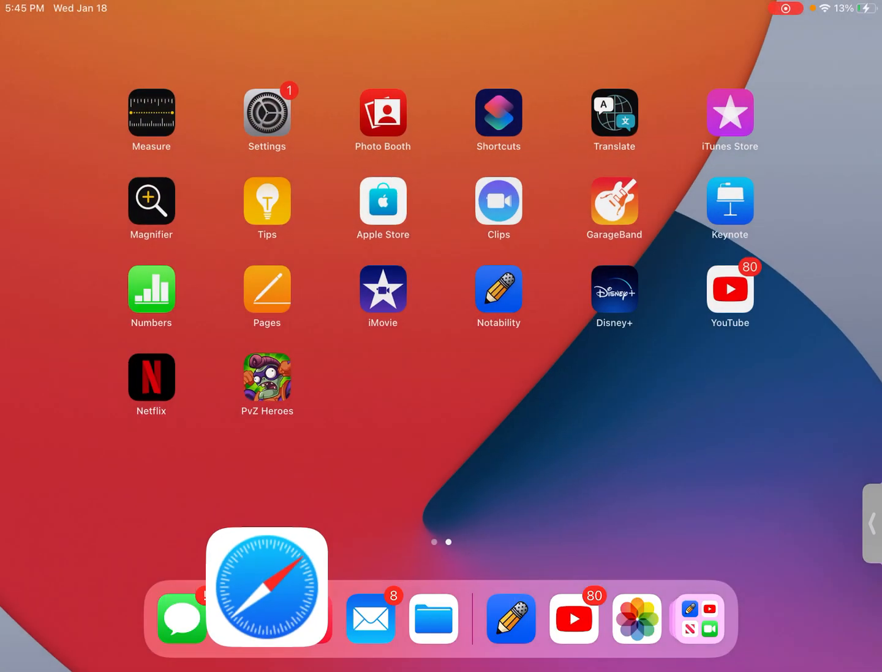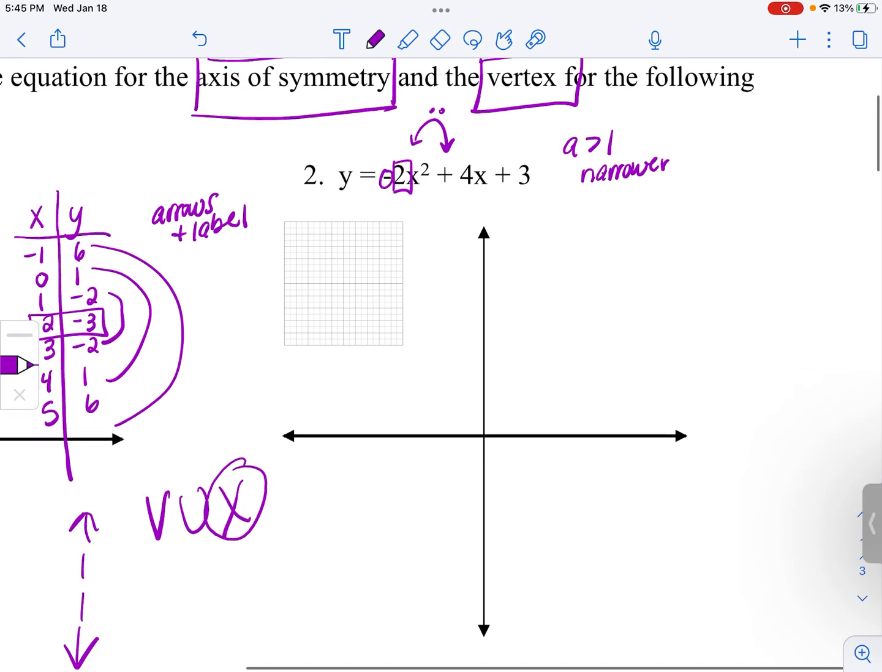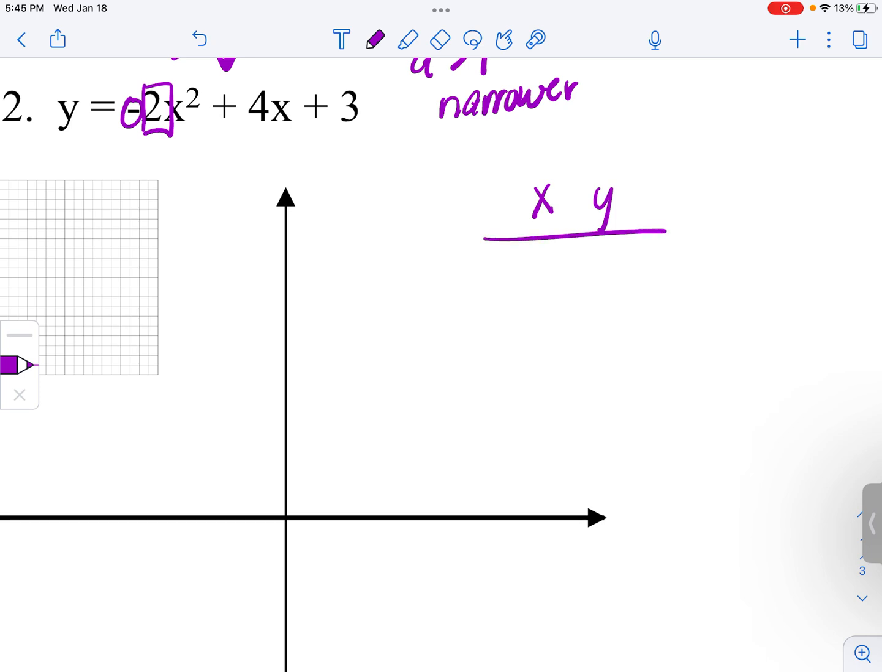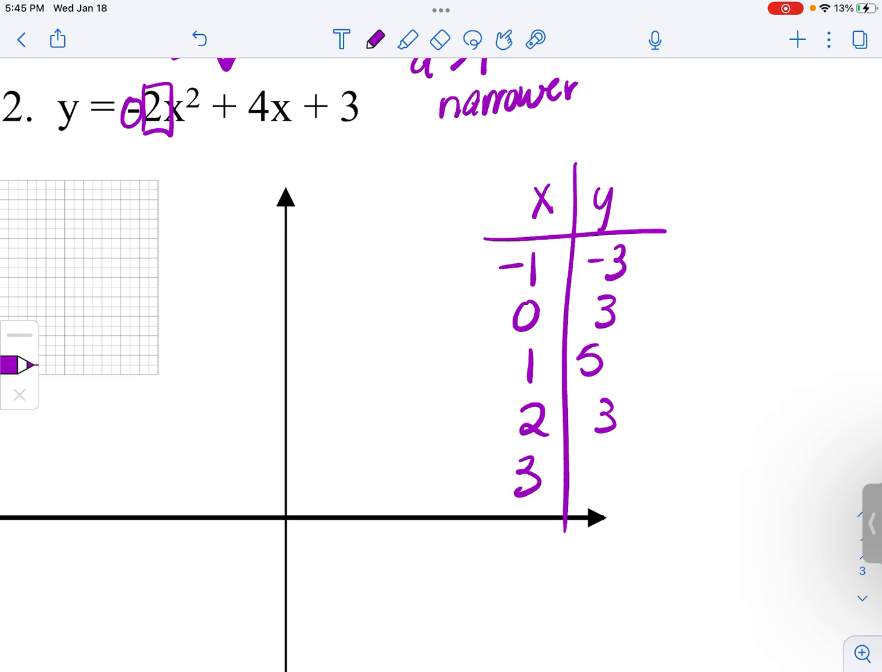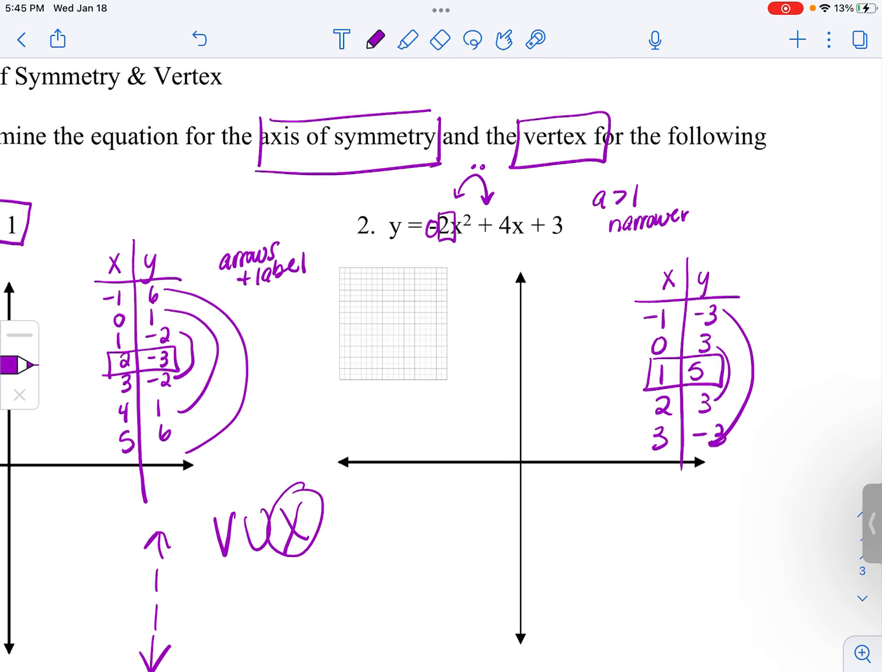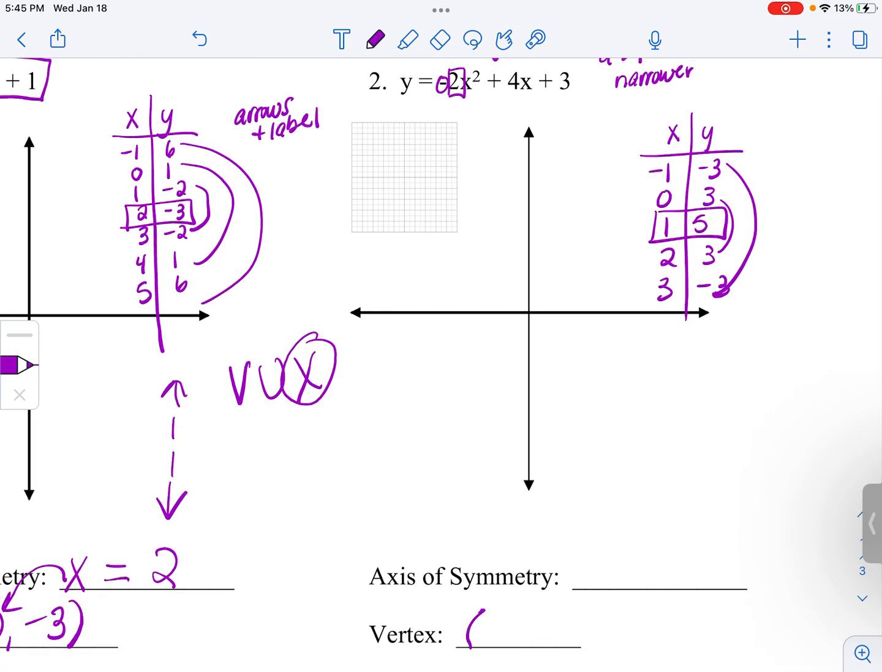All right, so I'm going to write our points down on my table. So we got (-1, -3), (0, 3), (1, 5), (2, 3), (3, -3). Here's the rainbow, 3 and 3, -3, -3. If you keep going, it gets too big. It goes to -13, and we can't fit that on our graph. So that means the vertex is smack in the middle. So you can write the vertex down here, (1, 5). Axis of symmetry is always going to be written as x equals something. So that x is whatever your x is. x is 1.